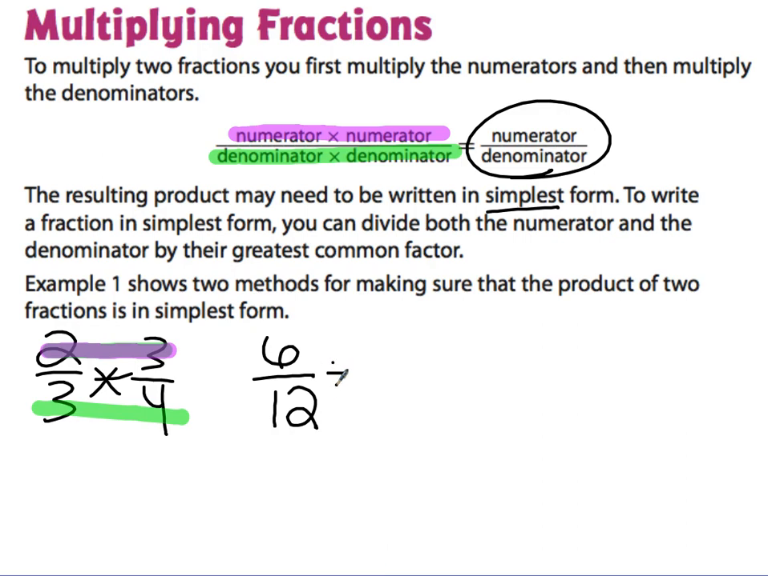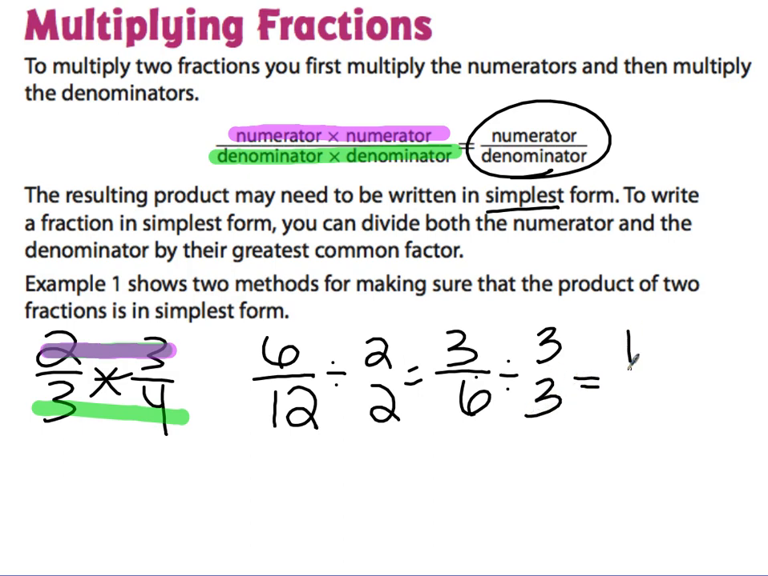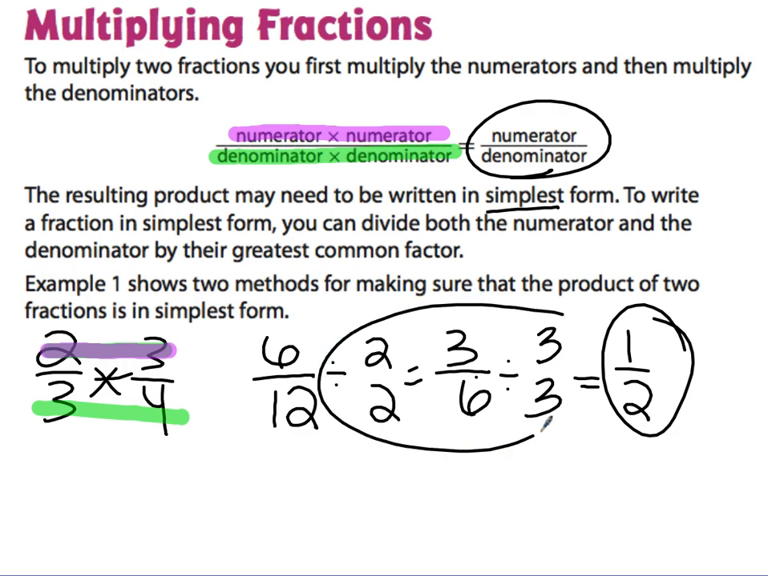What students like to do, and I was totally included in this, is that I knew they were both divisible by 2, so I got 3/6. Well, wait a minute, now I can do it again because both of them are divisible by 3, and I got 1/2. Yes, I did get to 1/2, and 1/2 is the correct answer. But I want to take all of this and make it one step.